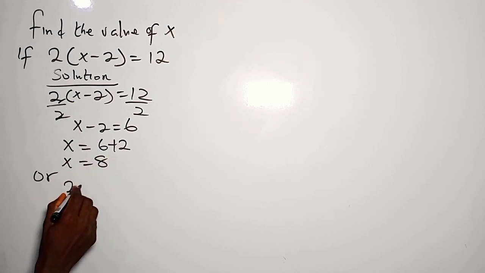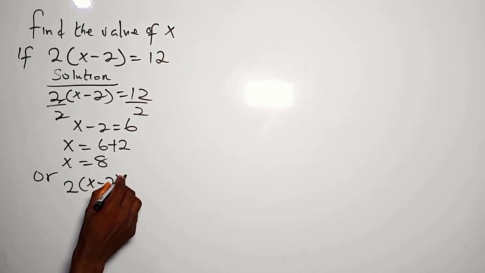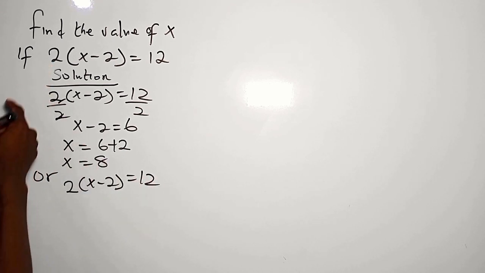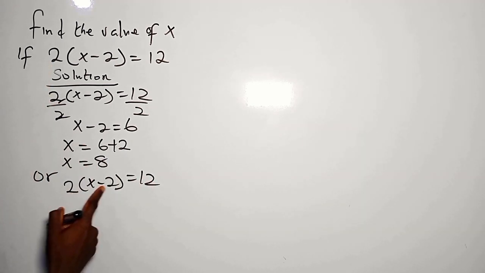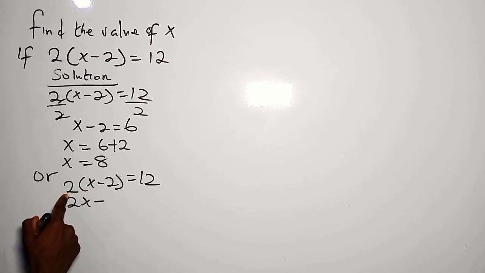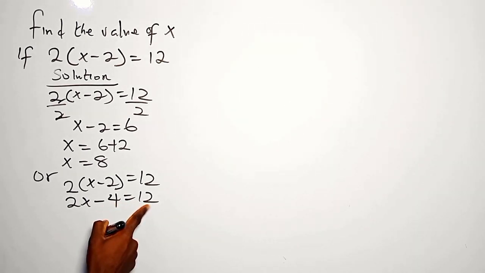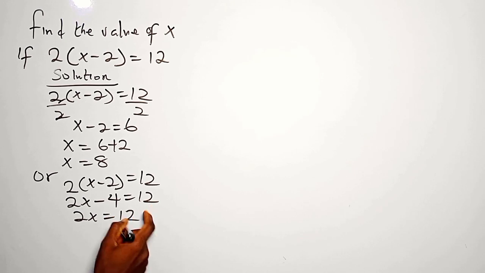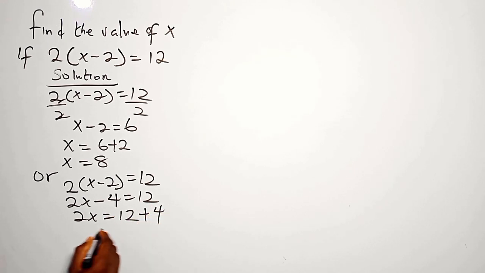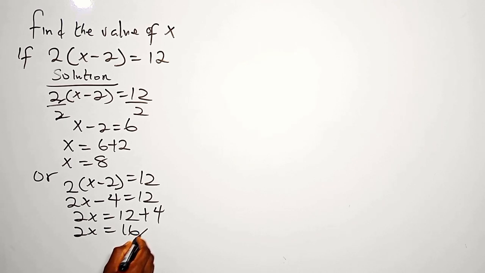Or we can solve it this way. When we have 2 into x minus 2 equals 12, the given equation, we can distribute this with 2. 2 times x is 2x, minus 2 times 2 is 4, equals 12. We add 4 to both sides. So we have 2x equals 12 plus 4, so we have 2x equals 16. To get x, we divide both sides by 2. So the value of x is 8.